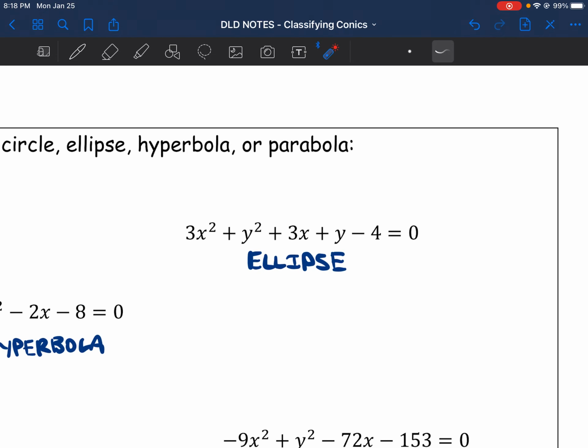If either a or b is 0, you have a parabola. Next, we have 3x squared plus y squared plus 3x plus y minus 4 equals 0. Notice that a is equal to 3, b is equal to 1, because the coefficient of y squared is 1. Well, neither of those is 0. They're not equal to each other, so it's not a circle. But they do both have the same sign. They're both positive. So this is an example of an ellipse.